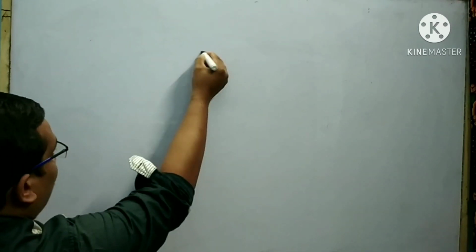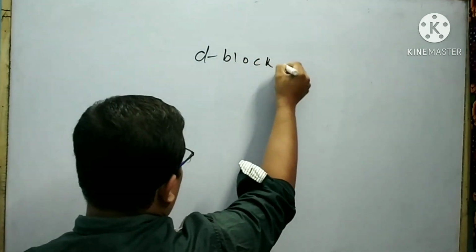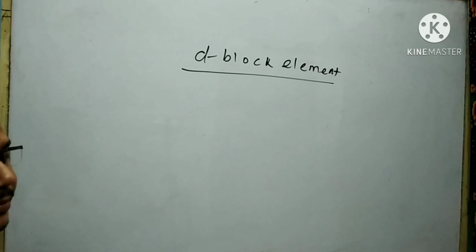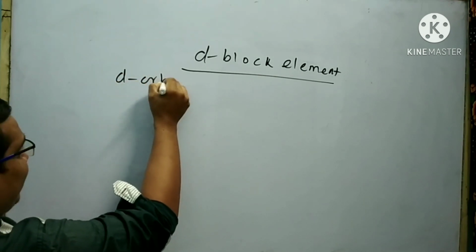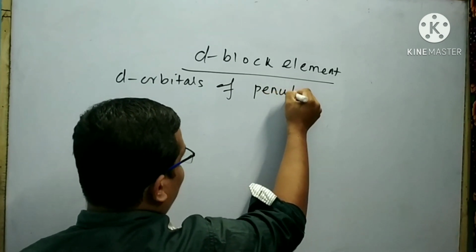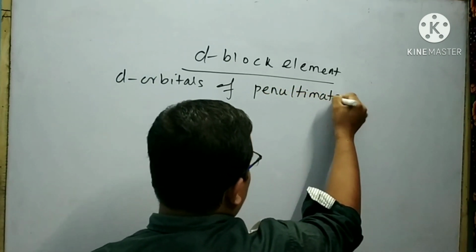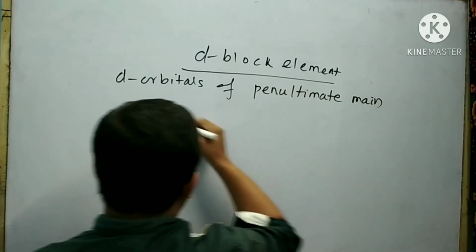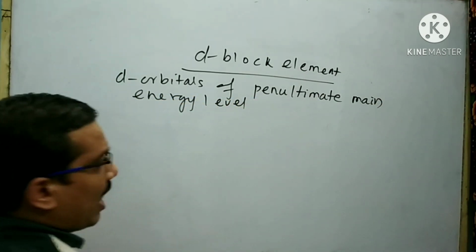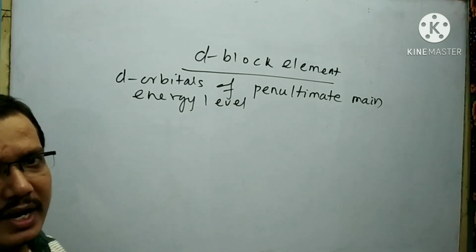Dear student, now I will discuss a new chapter, that is the d block elements. What is the d block element? The element whose last electron enters into the d orbitals of the penultimate main energy level is called a d block element.